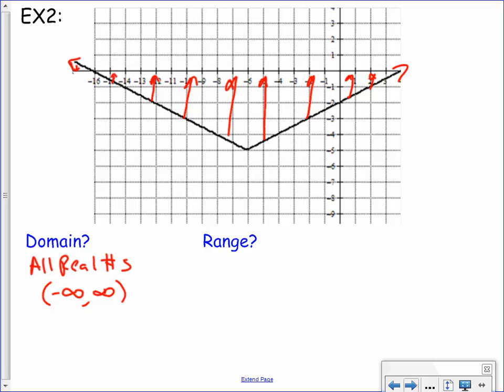Then you ask yourself, does it always have a y value? No. The lowest point right here is the lowest y value. Every other point is above it, but it has a minimum y value. So what do you think? Y is greater than or equal to -5. That's it, because that's the lowest point. The graph does not exist below -5.